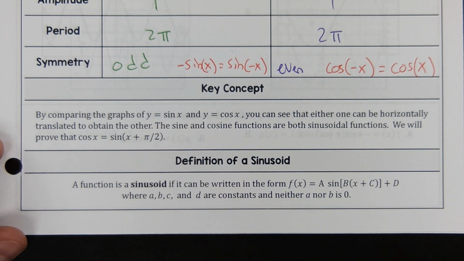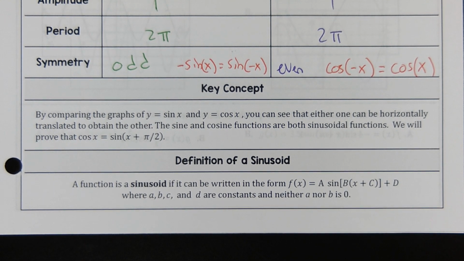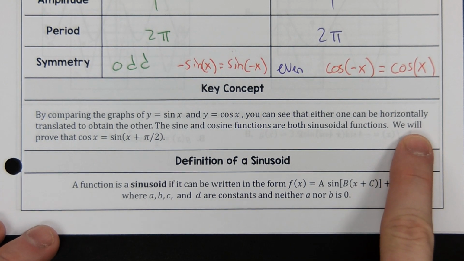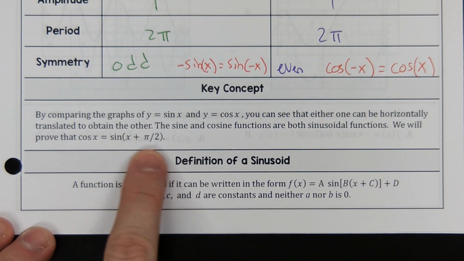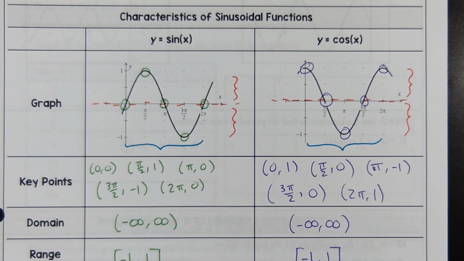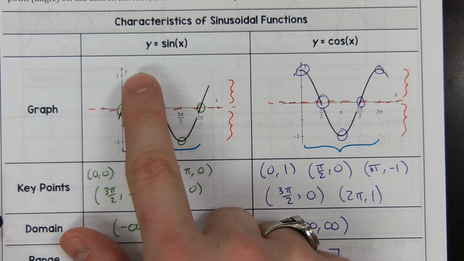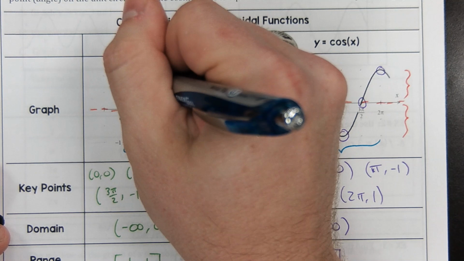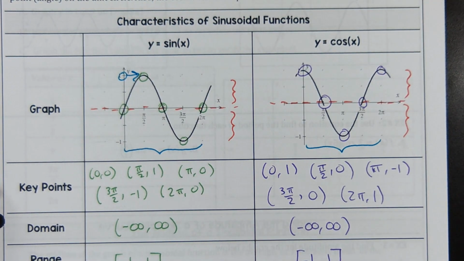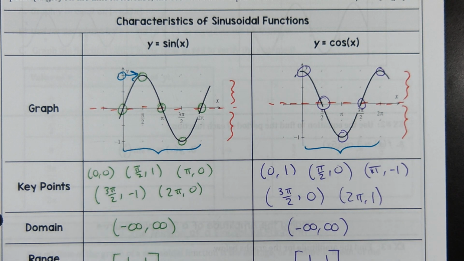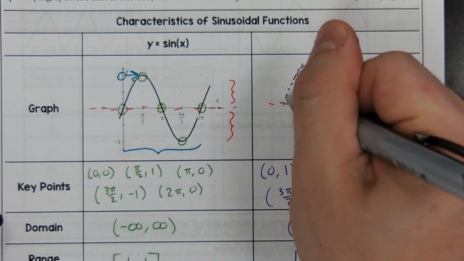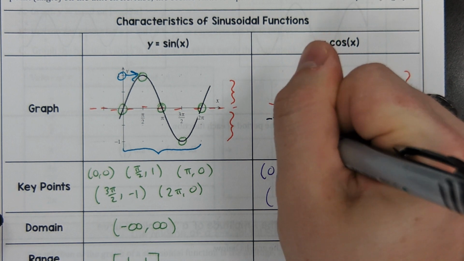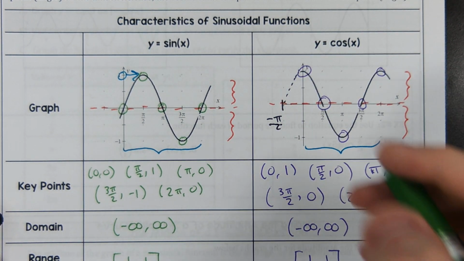So by comparing the two waves, you can see that either one can be horizontally translated to get the other one. We call these kinds of things sinusoidal functions. And later on in the notes, we are going to prove that this is a truth. But we can just look at it right now. Look at this. Couldn't I easily say that this is actually a sine wave? It's just been shifted to the right pi over 2. Couldn't I easily say that this is a sine wave? It's just been shifted left pi over 2.